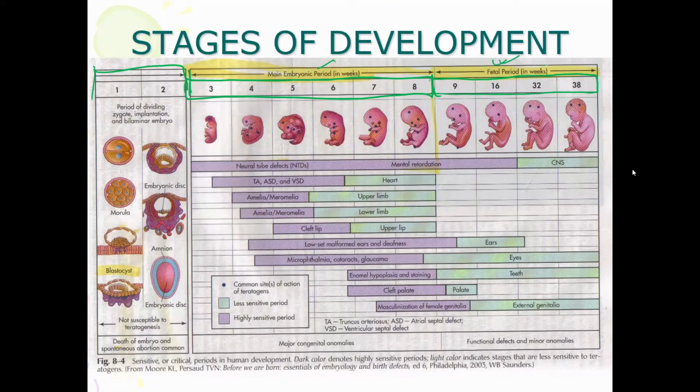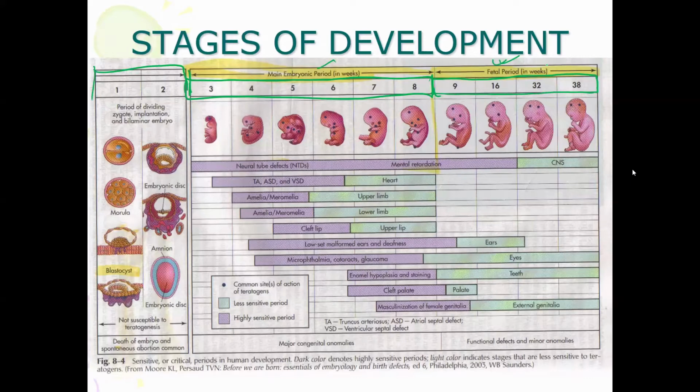If you do menstrual dating, then you have to add 2 weeks, right? So from 5 to 10. From 11 to 40 weeks we call it the fetal period. So remember, this is the post conceptional gestation age.